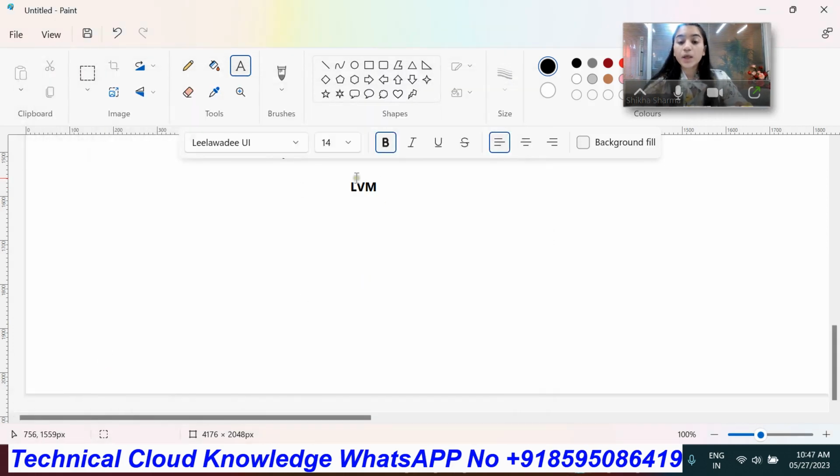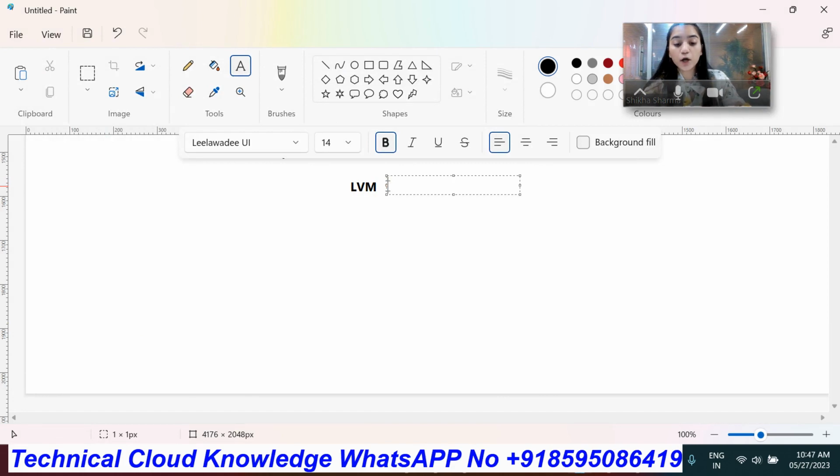Okay, so LVM. Now let's move to the LVM. What is LVM? Its full form is Logical Volume Manager. This is the LVM partitioning method, by which we will do the partition of our hard disk or hard drive in a virtual way.